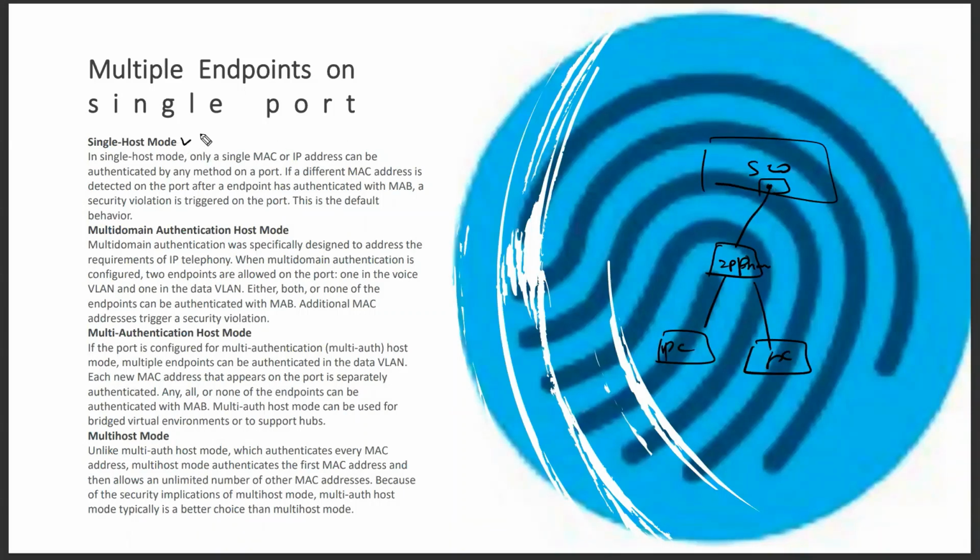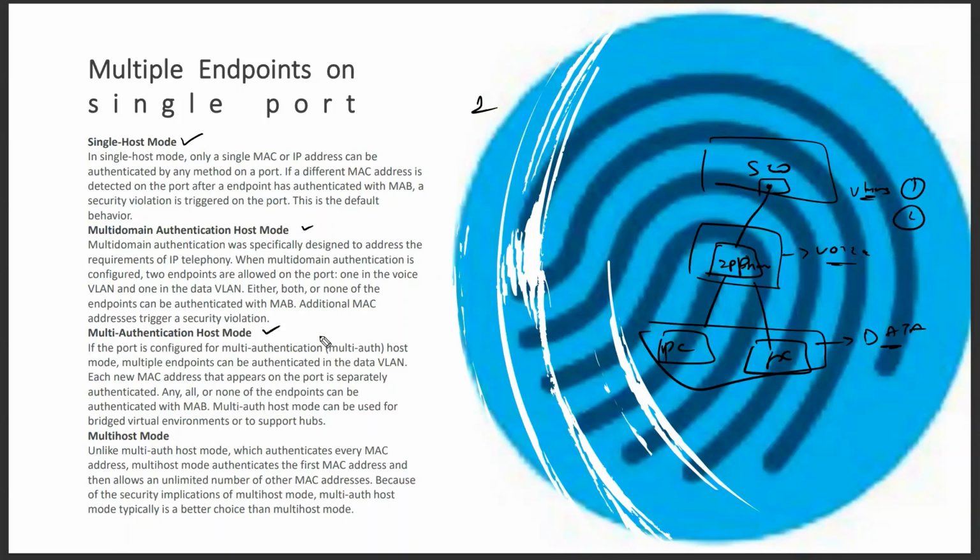I can configure it in single host mode. That means I can only authenticate one device at a time. So if there are multiple devices on that single port, you are not able to authenticate them. Multi-domain authentication means the IP phone will be in the voice domain, but these two PCs will be in the data domain. So now you have a multi-domain, and yes, you can allow multiple VLANs here. One will be accessing the voice VLAN, another the data VLAN.